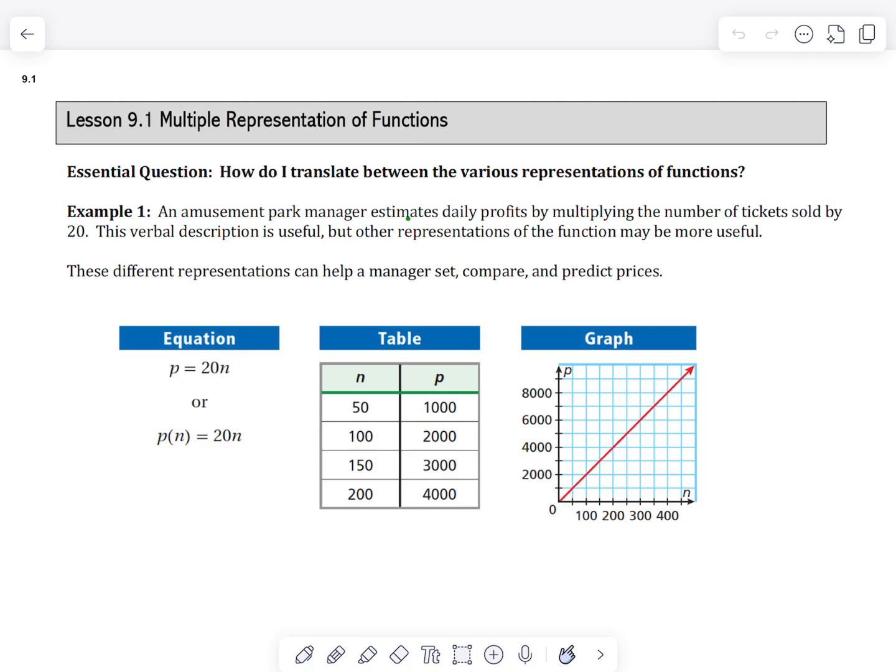So number one is we can write an equation: P equals 20 times N, where N represents the number of tickets sold. We can also create a table. So we have 50 tickets, profit is 1,000. Or we can graph it out on a coordinate plane, where the horizontal axis represents the number of tickets sold, and the vertical axis represents the profit.